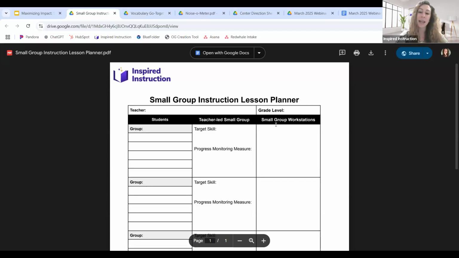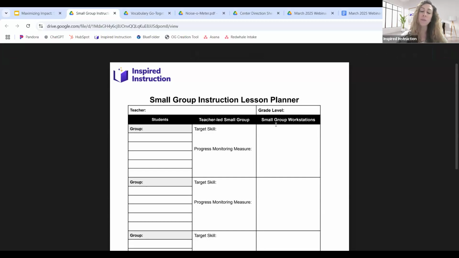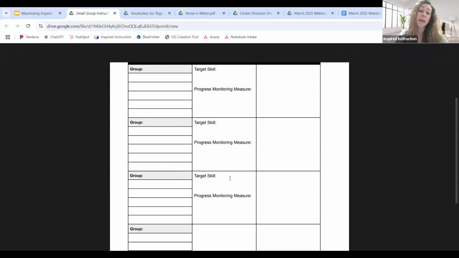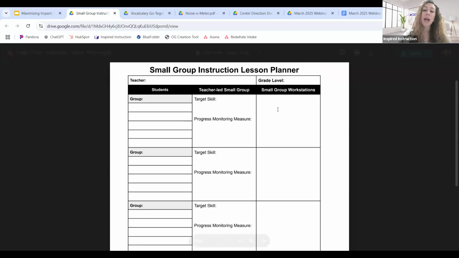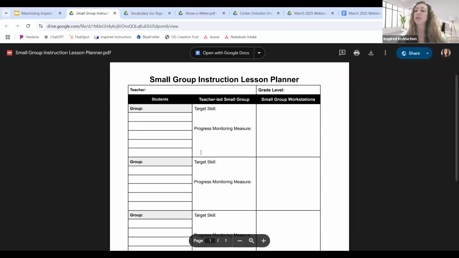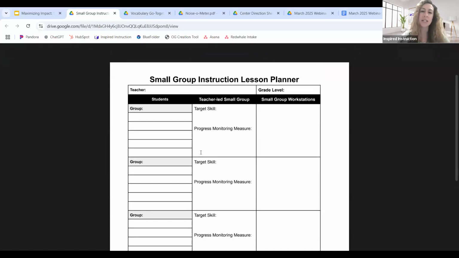So this is a template that you'll receive at the end of today's webinar, but it's a place where you can jot down your groups based on the data that you've collected and create what your teacher-led group is going to look like for each group that you're working with. It might be the same target skill, a different progress monitoring measure. And what are your small group stations going to look like for each? So it just is a place that you can start to flesh out your ideas and think about what topics you want to be supplementing and reinforcing for your students.